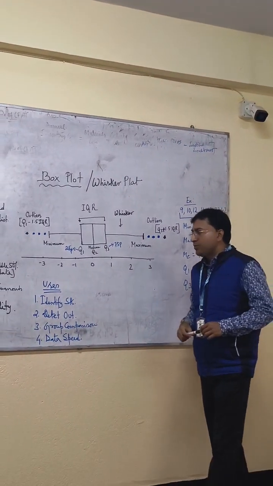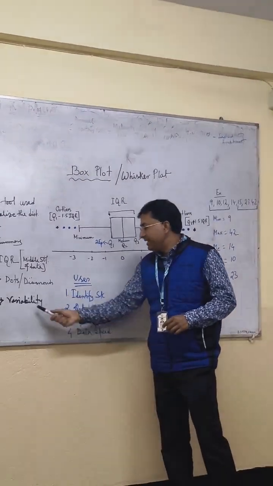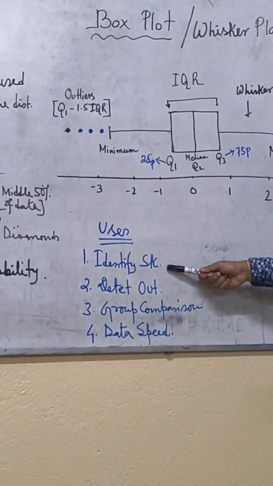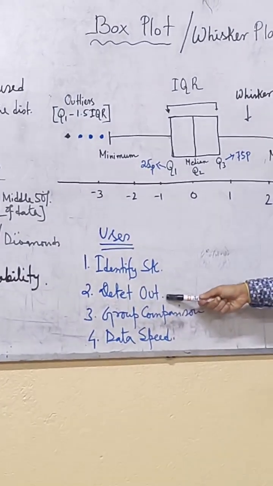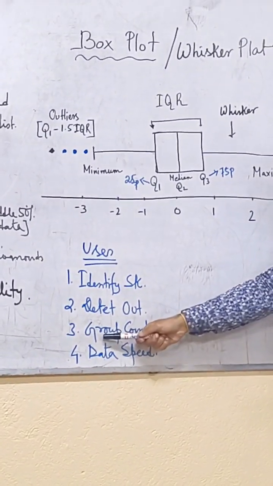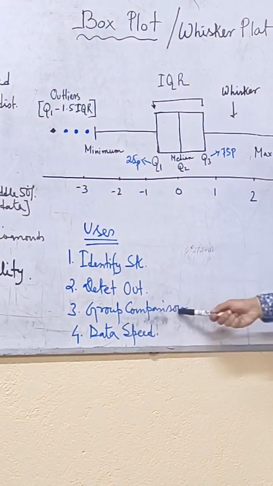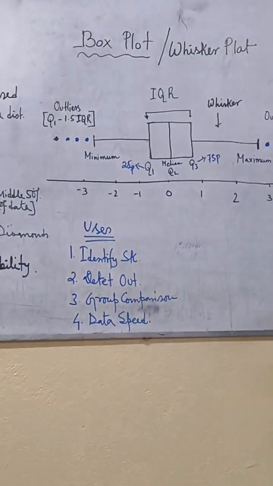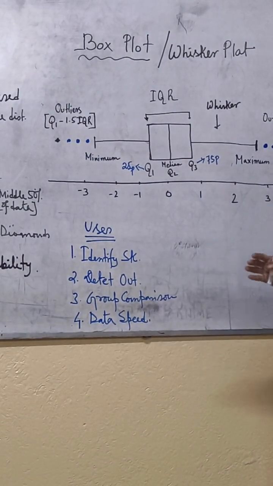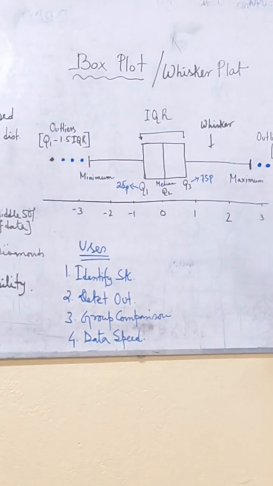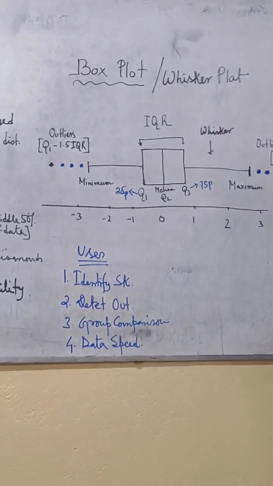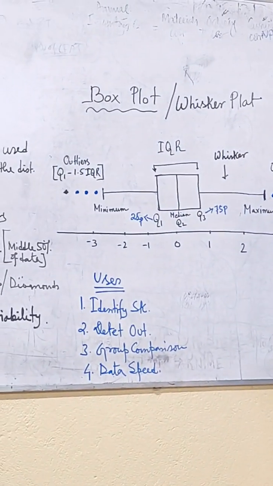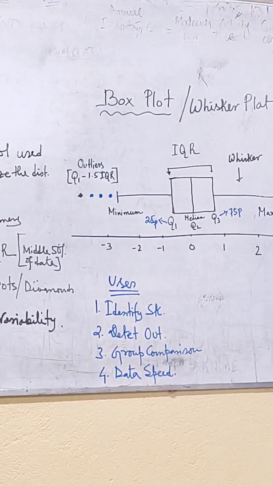So why this box plot? Box plot basically identifies skewness, and it detects outliers. Sometimes we use it for group comparison purposes. If we have big data, we can use this box plot for comparing different groups, so that we can easily identify outliers and the interquartile range, and it is useful for our decision making purposes.